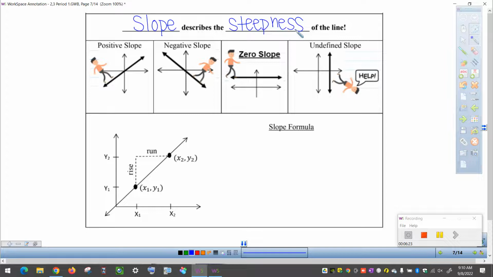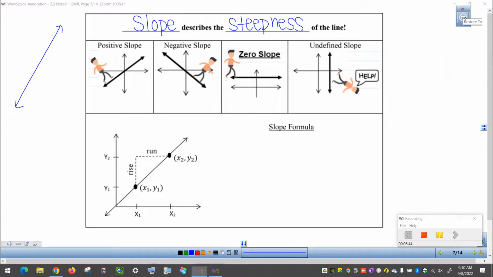If you think about different ways that straight lines can be drawn, you could have something really steep like this. That would have a large number for the slope. But it's also possible that you have something that's not very steep at all. So maybe it's still increasing, but it's just not as steep. That would have a lower number for the slope. And there's also different types of slopes.